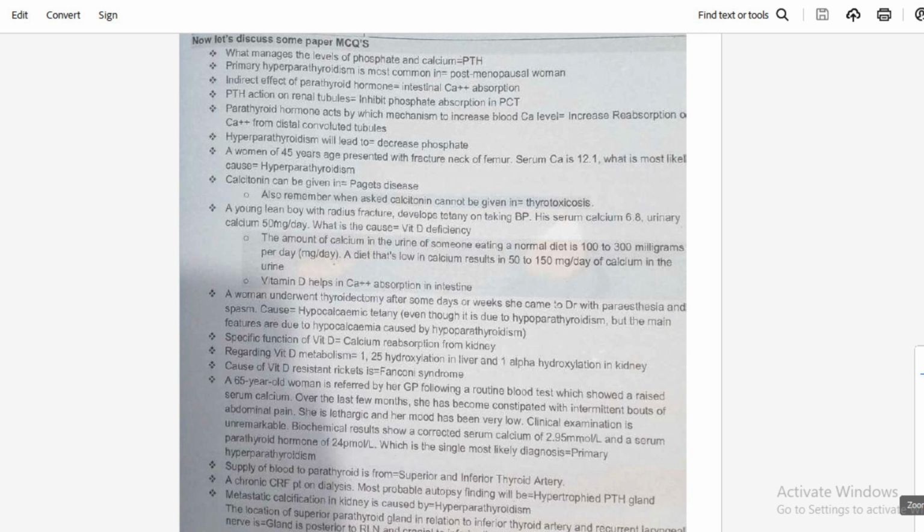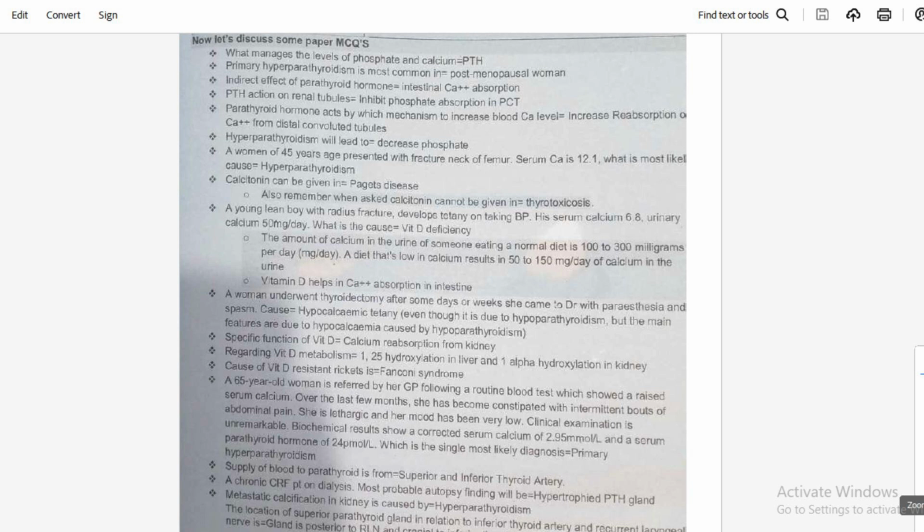So there is a hint of fractures, and there is a woman. The age of the woman is 45 years, and the serum calcium is 12.1, which is increased. So the answer is hyperparathyroidism. Another MCQ, that is hyperparathyroidism will lead to decreased phosphate and it will lead to increased serum calcium.